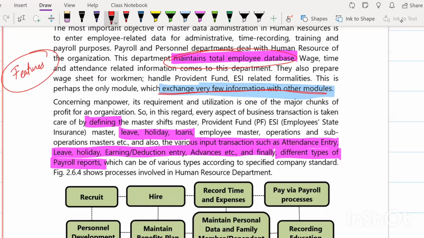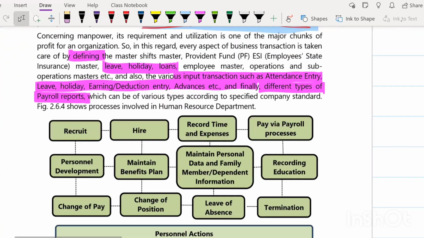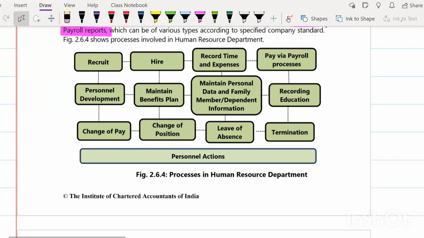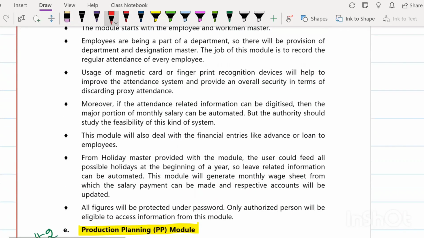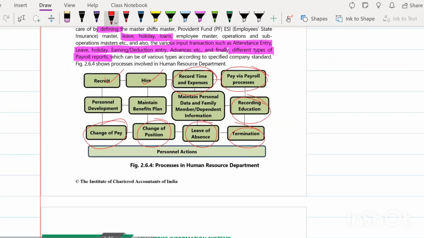This HR module only interacts with a few other modules and not all of them. It is not going to interact with the sales module, correct? It may interact with the finance and accounting module because there it has to process the salary and pay them out. This is your process: first you recruit, that is hire, then you record expenses, you pay via payroll, recording education, termination, absence, position change, pay change. These are the basic things that happen in a company related to your HR.